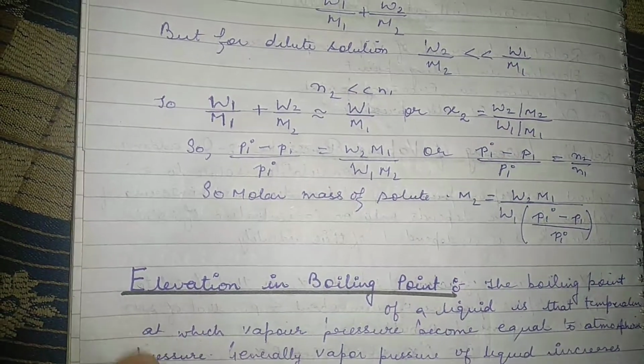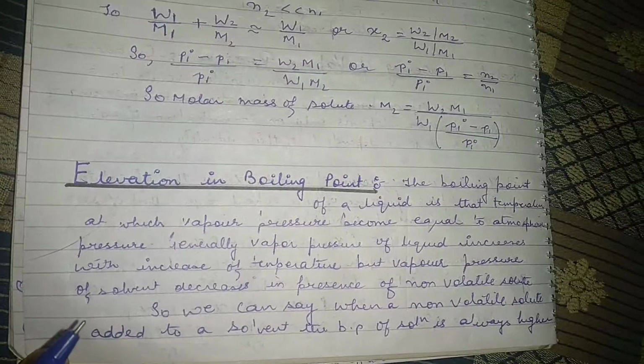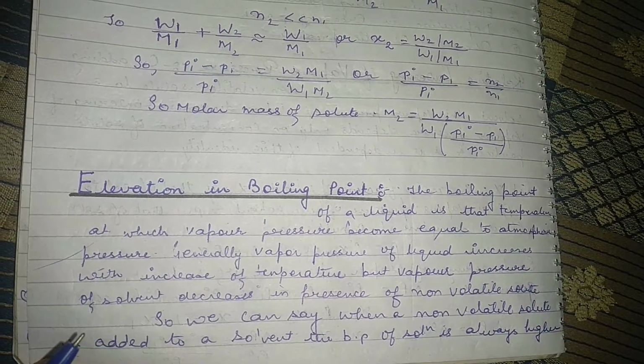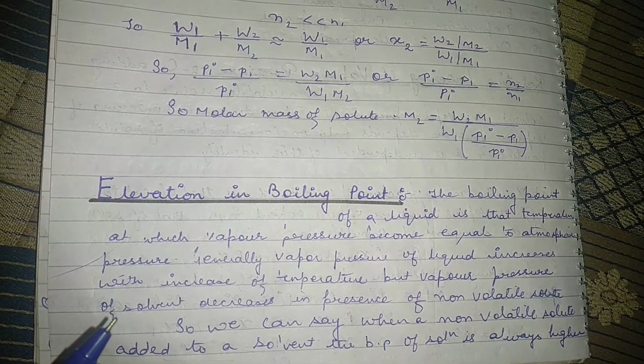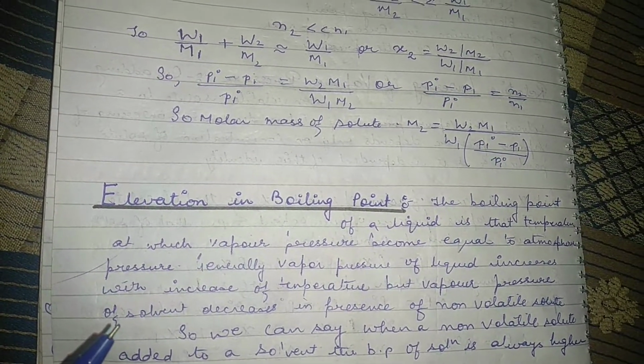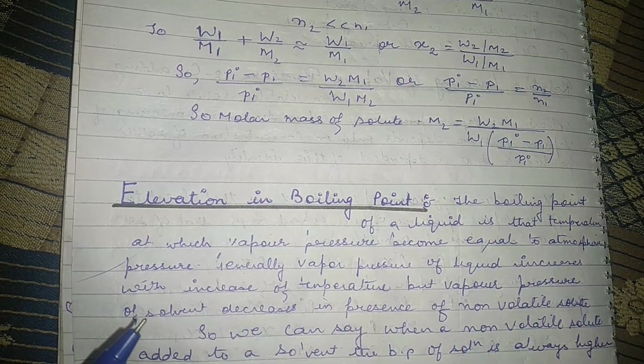Now coming on to the next one, that is elevation in the boiling point. So let's study what is written over here. The boiling point of a liquid is that temperature at which vapor pressure becomes equal to the atmospheric pressure. So this is the definition of the boiling point. So that is the temperature at which your vapor pressure becomes equal to your atmospheric pressure.